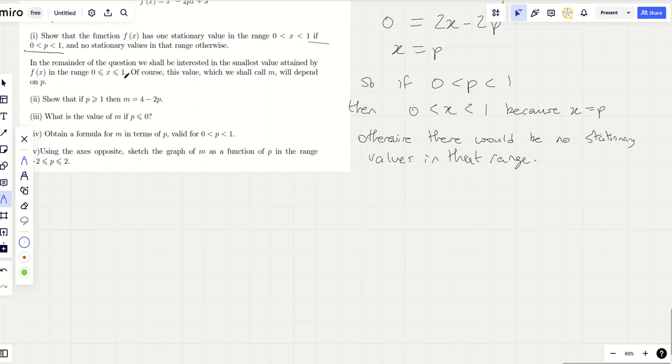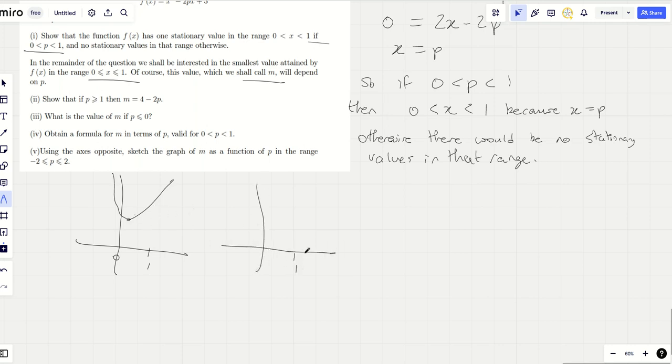Okay, so let's do it. In the remainder of this question, m is the y coordinate and it will depend on p. m is the smallest value attained for f of x in the range from 0 to 1, yeah? So with our quadratic, which is constantly varying, from 0 to 1 we're trying to decide on the smallest value. It might occur at 0, and there's only really 3 possibilities, or it might occur at 1, yeah? So it's either at the turning point, or when x is 0, or when x is 1.